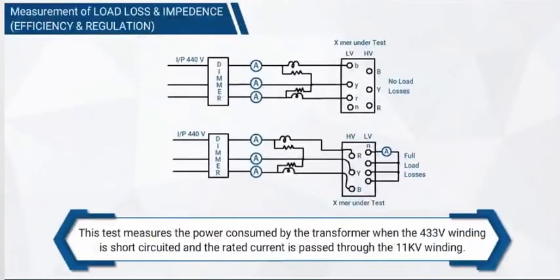This test measures the power consumed by the transformer when the 433V winding is short-circuited and the rated current is passed through the 11 kV winding.